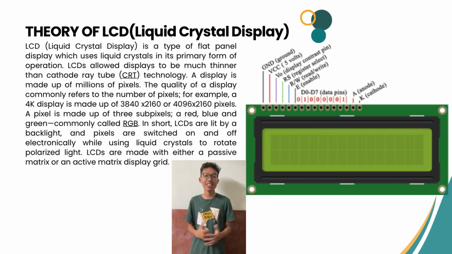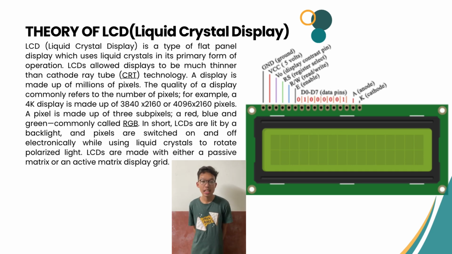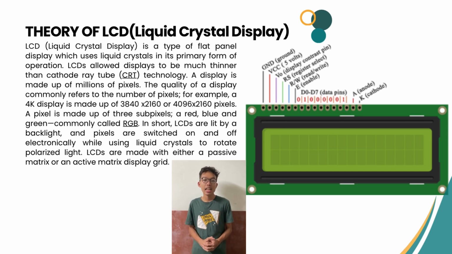So now I will talk about the theory of LCD, liquid crystal display. The LCD is a type of flat panel display which uses liquid crystal in its primary form of operation. The LCD allows displays to be much thinner than cathode ray tube, which is CRT technology.